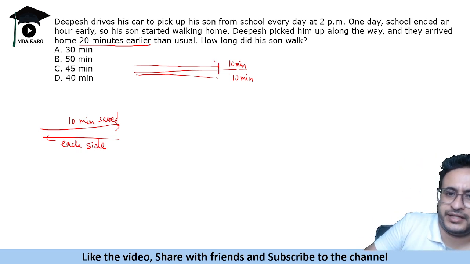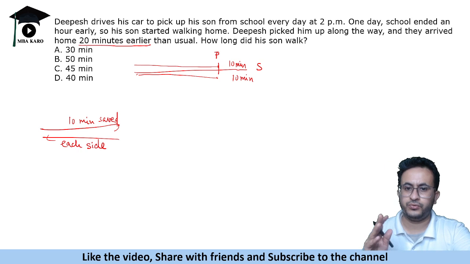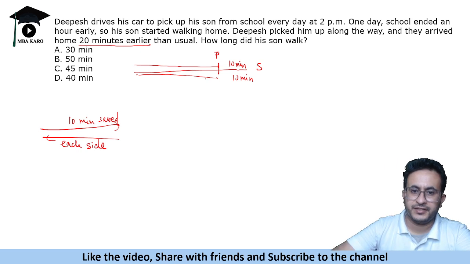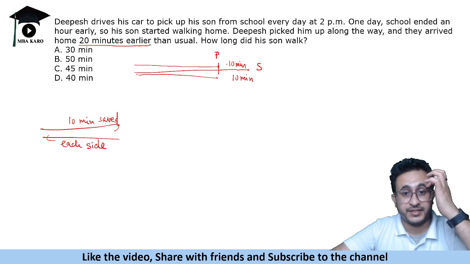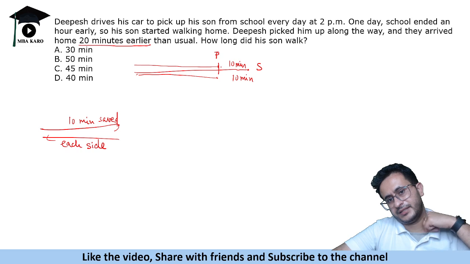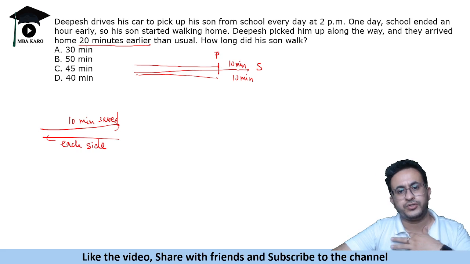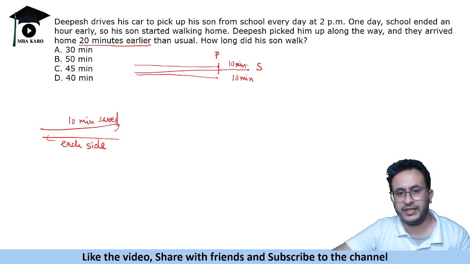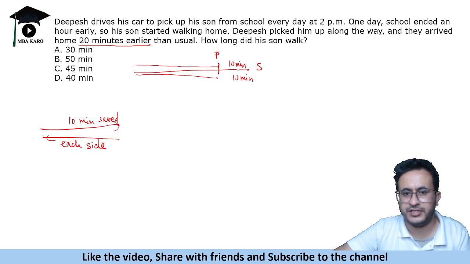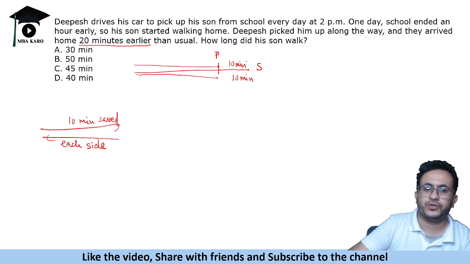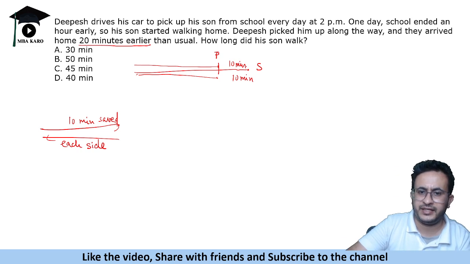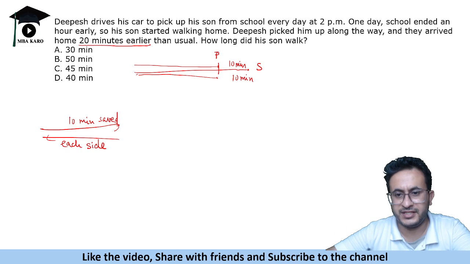Now from this point, let us say this is the school and this point is P. From P to S he would have taken 10 minutes. ठीक है, P to S पे 10 minutes लगते हैं, and if he reached exactly on time he would have reached the school. So the son walked till this point. Let's say the person has walked for some time. If there were 10 minutes more, this person would have reached S. So this person reaches S in 10 minutes.